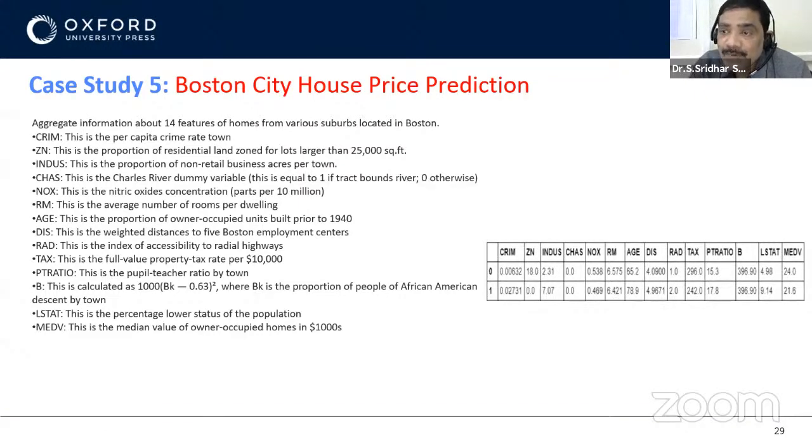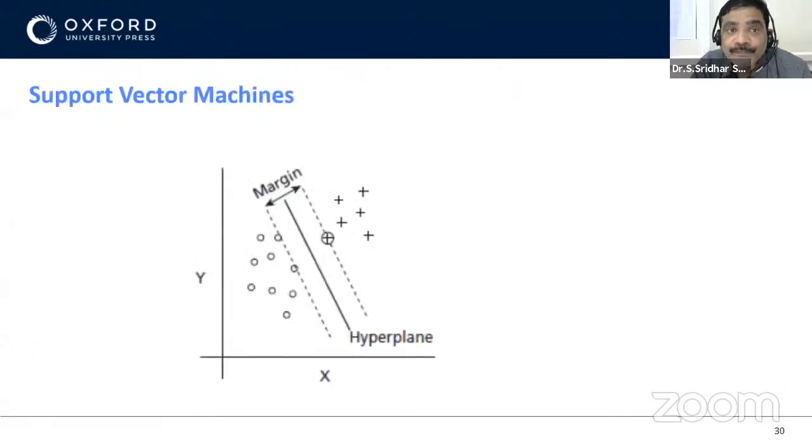The key point which I want to stress here is that if you have lots of data, and if the data is of very high quality, then your prediction will be really good.